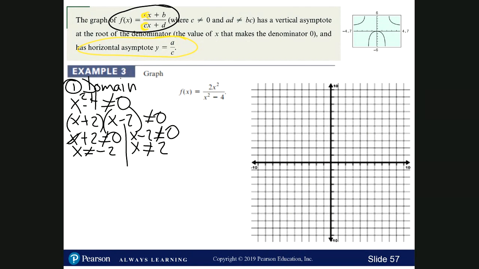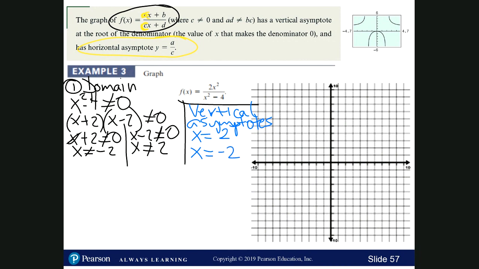So now to write them as vertical asymptotes, we will just use the same letter, x equals, so x equals 2 and x equals negative 2. So I'm going to go ahead and graph them here. Remember, they are vertical lines. So go there.